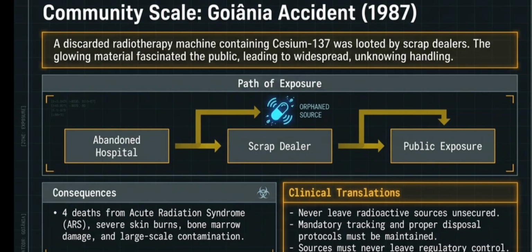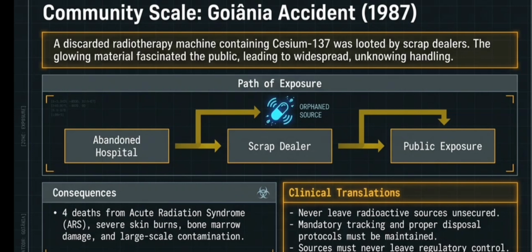Strict adherence to dose limitations is non-negotiable. Furthermore, personal protective equipment, or PPE, provides our baseline defense, and having emergency preparedness and evacuation protocols in place fully saves lives.